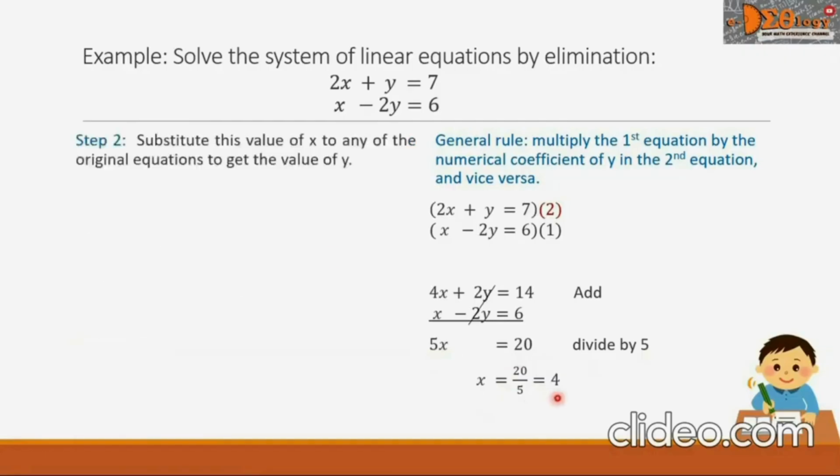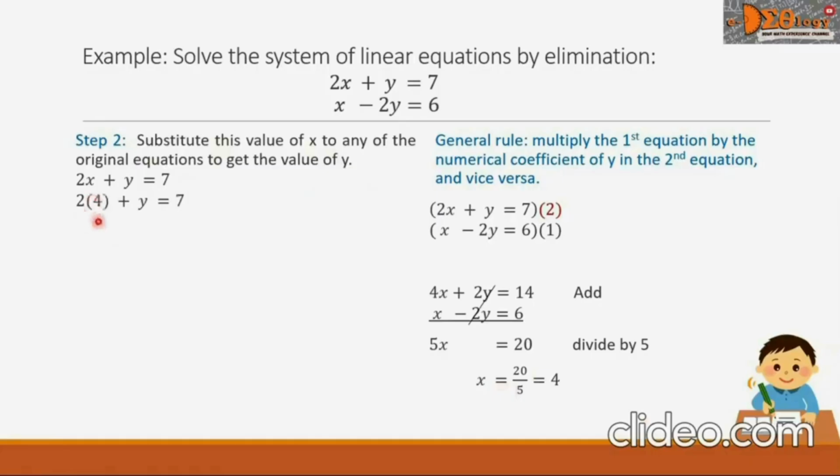And then, let's go to step 2, and that is to substitute this value of x to any of the original equations to get the value of y. So we have two equations here. Suppose we choose the first equation, the 2x plus y equals 7. And then, let us now substitute the 4 to that x.